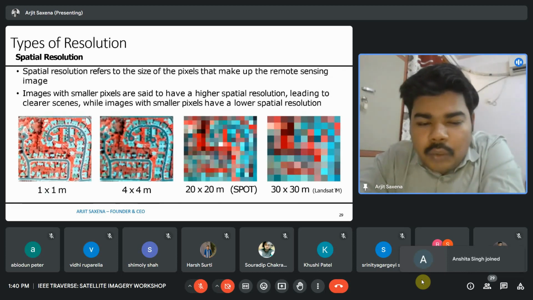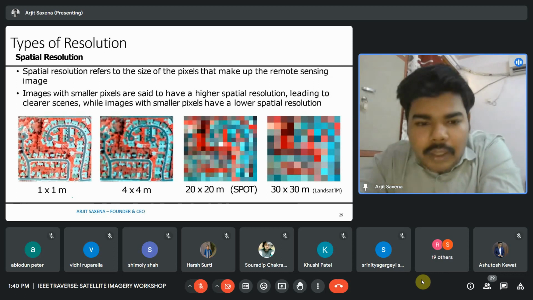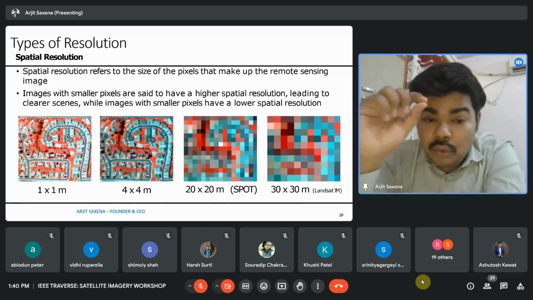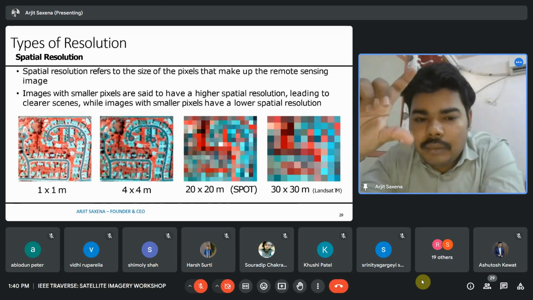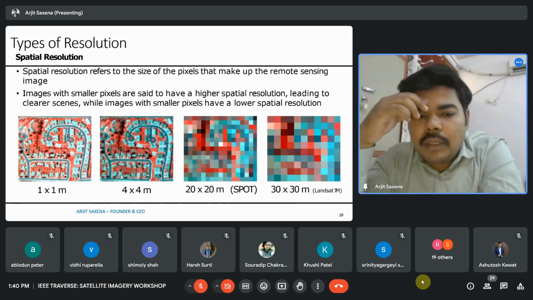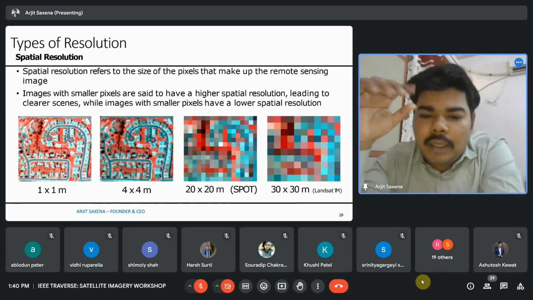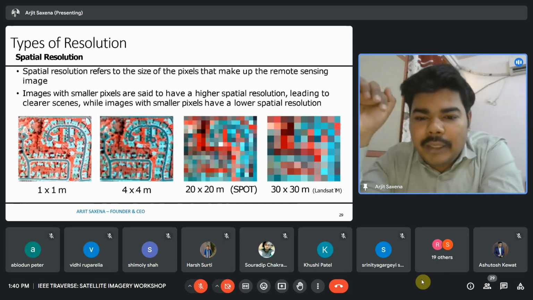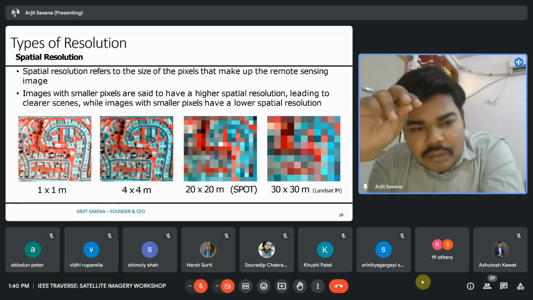This is in 1 by 1 meter. But when this image is zoomed in, this is 4 by 4, you cannot read it very properly. Then again 20 by 20 pixels, this is more zoom.